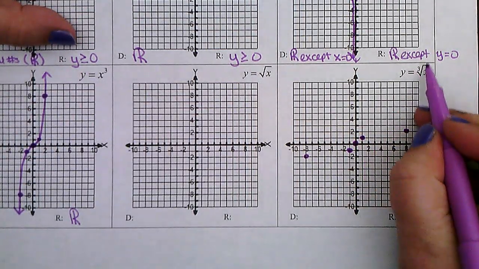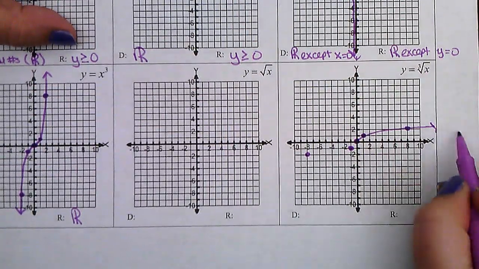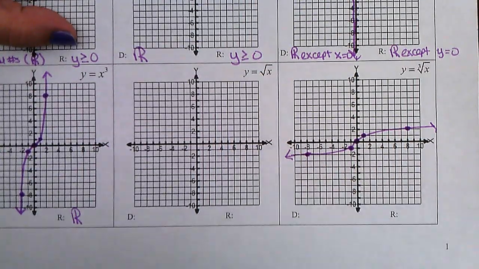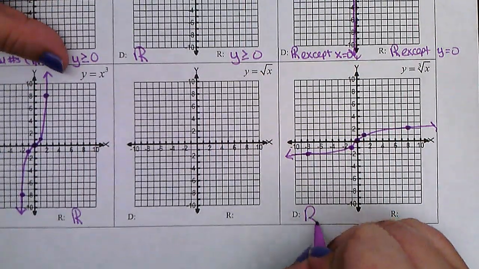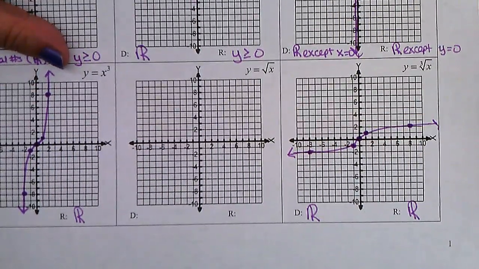It kind of looks like the root. See how it kind of looks like almost like a, maybe that's just me. This one has the same domain and range because it goes from arrow to arrow, so all real numbers and all real numbers.